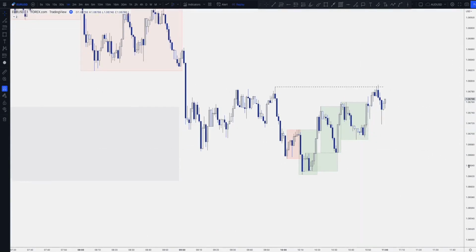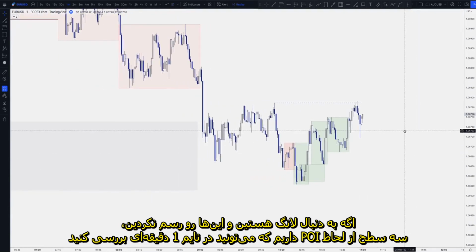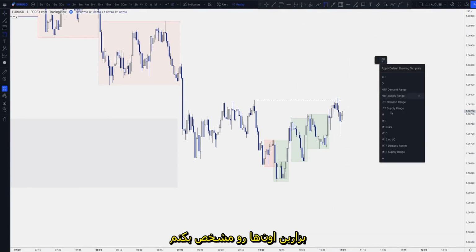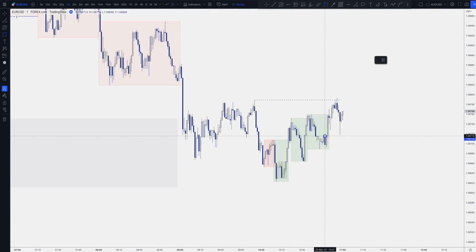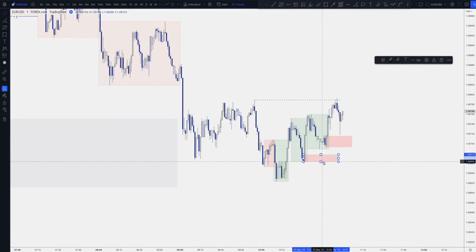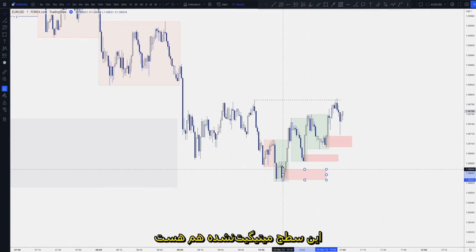M15 change of character, right? Now, if you're going to look for longs and you didn't have all of this drawn on, typically there are three levels in terms of POIs on the M1 that you could look at. So let's draw those on first. So you got this level here. You got this unmitigated level here. All right, and then you got this unmitigated level here.